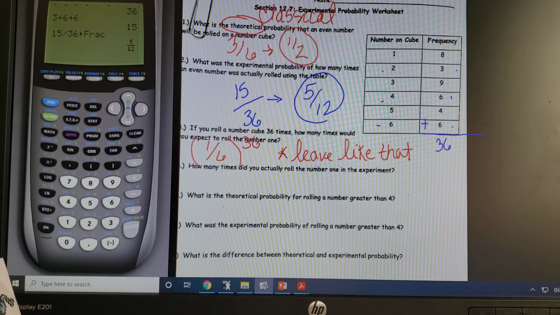Alright, next one. How many times did you actually roll the number 1 in the experiment? So now looking at the chart, I'm rolling a number 1. Looks like I rolled it 8 times out of the 36 times that I rolled the die, and let's see what that reduces to. Two over 9.